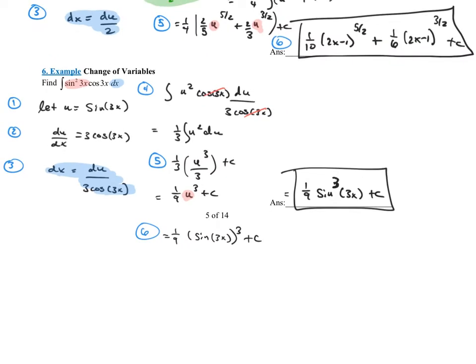Again, how do we know we're right? You should check your answer. I do want to see the work for this. It would be 1/9 times 3 sine squared of 3x times the derivative of sine 3x, which would be cosine of 3x times 3. That would give you your 1/9 times 3 would give you a 1, and you'd have sine squared of 3x times cosine of 3x, which is exactly the original problem.